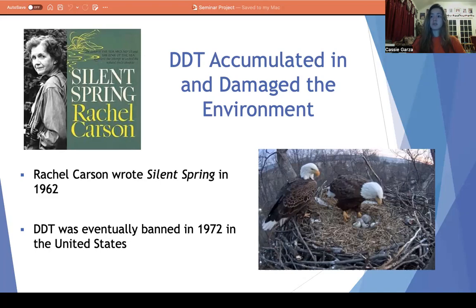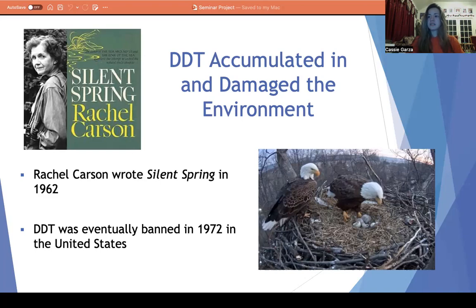There's actually research in 2018 that took place in European countries, and it found that 90% of mothers and their children have detectable levels of DDT and its metabolites in blood and urine samples. And this is even decades after DDT was banned in those countries. So that just shows you that it really does accumulate in the fatty tissue of organisms, and it does have a long half-life, so it will stay there for decades after.